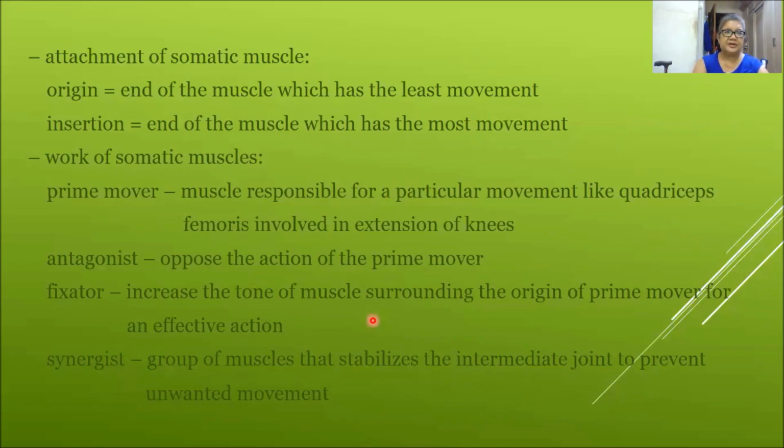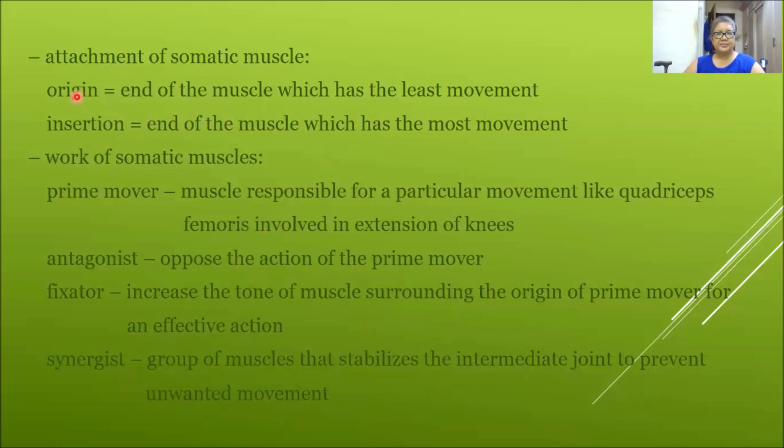They are opposite in action. Regarding the attachment of somatic muscle, the origin is the end of the muscle which has the least movement, while the insertion is the end of the muscle which has the most movement. So when you describe a muscle attachment, you will note where the origin is and where the insertion is.